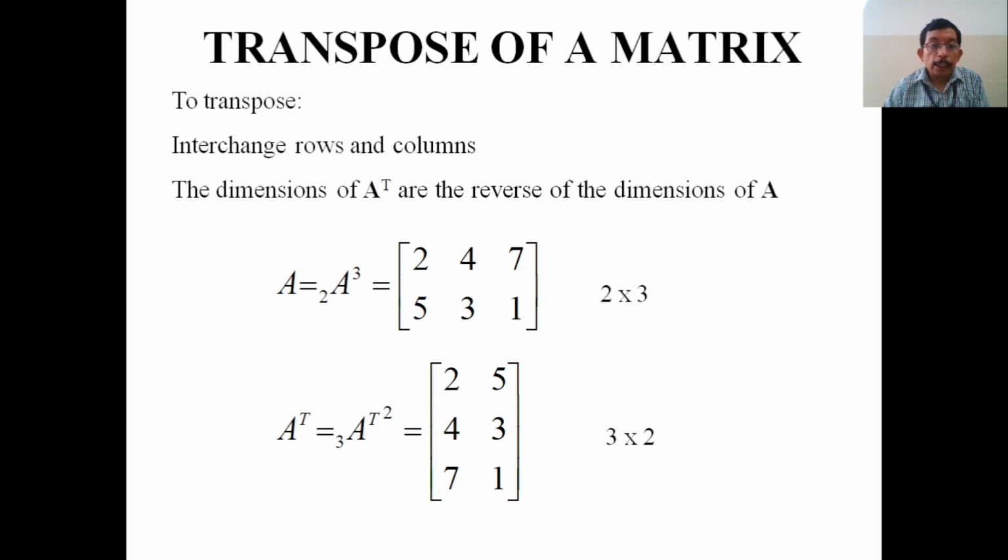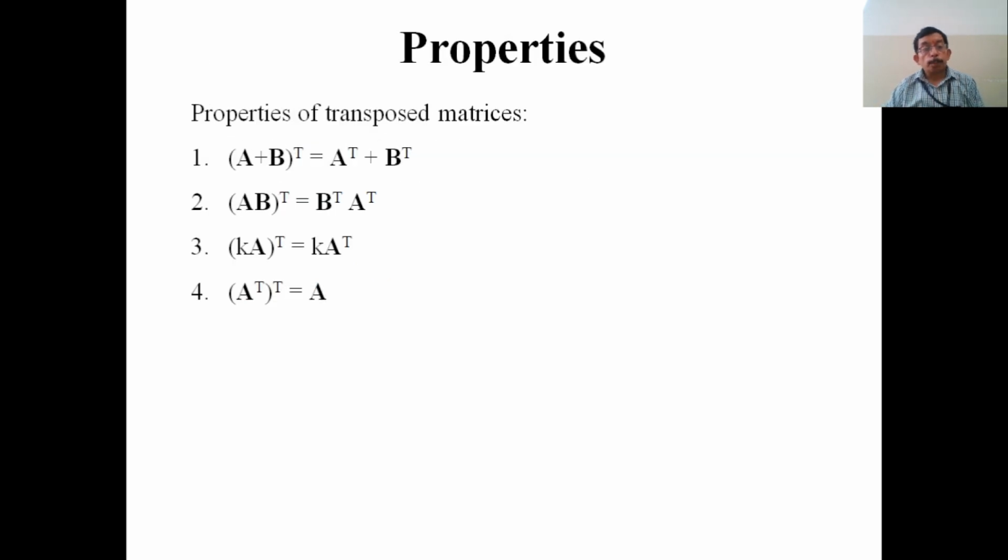Then the matrix is known as the transpose of the matrix. Is it clear, everyone? The sum property of transpose of matrix: (A plus B) transpose equals transpose of A plus transpose of B. The transpose of a product of matrices is equal to the transpose of the multiplication in reverse order. The scalar multiplication of a transpose matrix is equal to the scalar quantity times the transpose of the matrix.